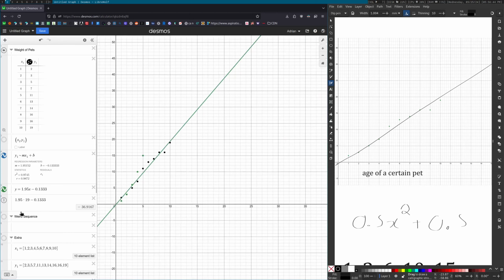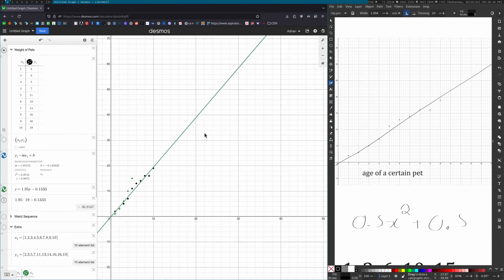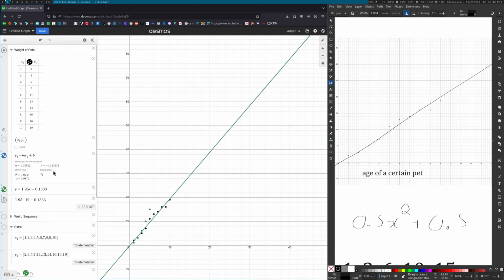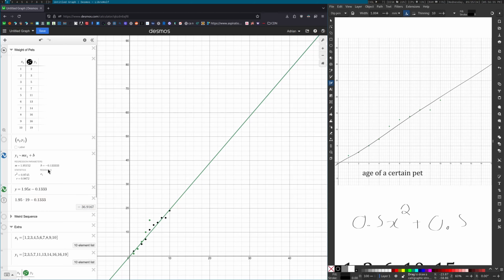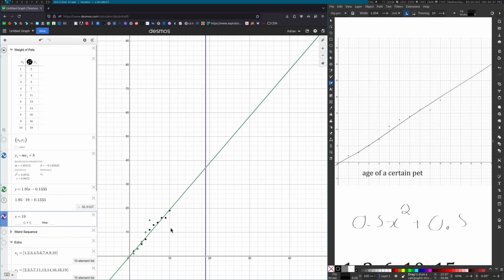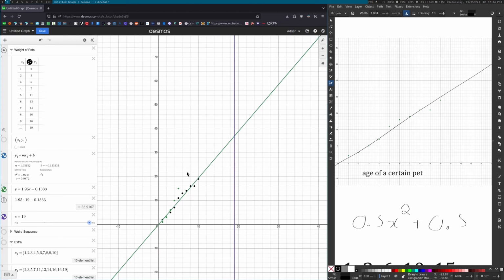If we use this line, then it thinks that the 19-year-old animal is going to weigh about 36 pounds. So just look here. X equals 19. Okay. Yeah, it says that's going to be about 36 pounds if we just keep this linear trend going.